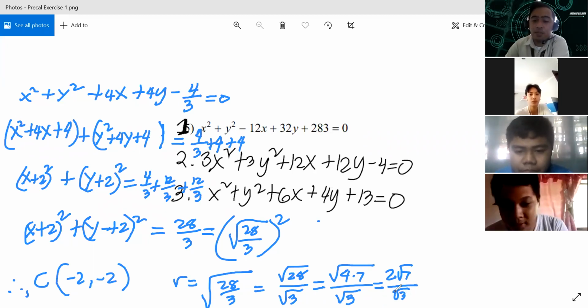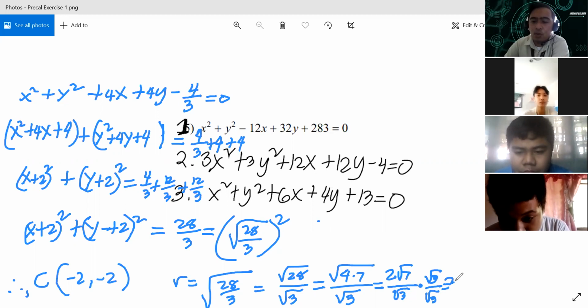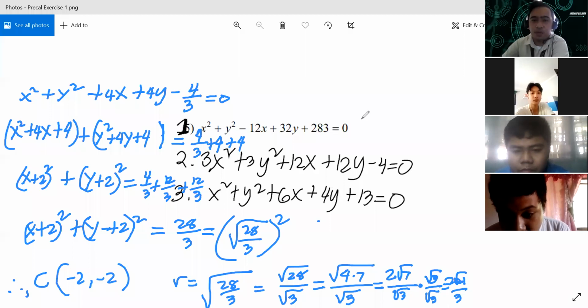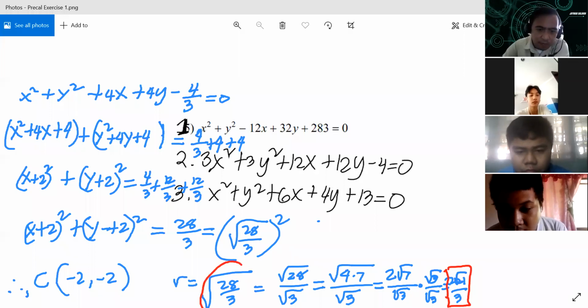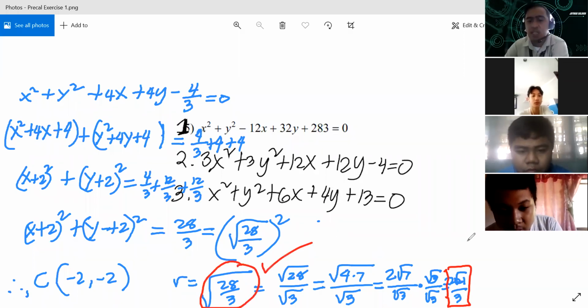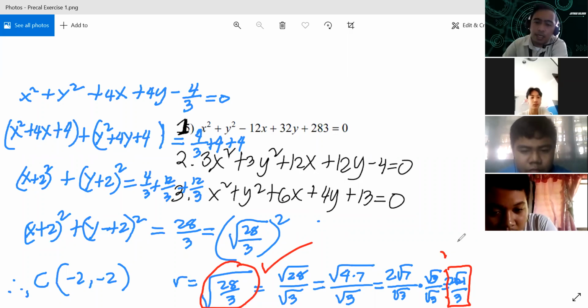It involves a radical in the denominator, so you should rationalize it. So your answer will be 2 square root of 21 over 3. That's correct. Though if your answer is the other one, it is correct, but this one is the simplest form. Okay?